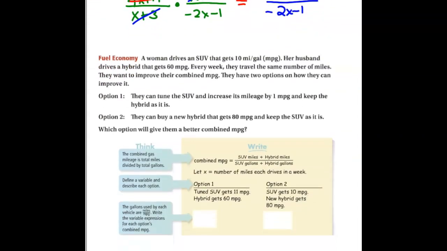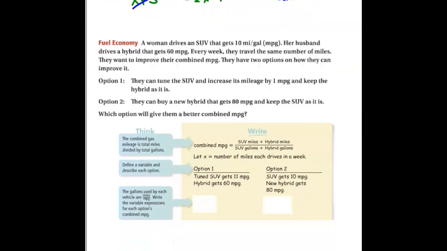Okay, let's look at one more example here. This one is talking about fuel economy. It says a woman drives an SUV that gets 10 miles per gallon. Our abbreviation for that is going to be MPG. Her husband drives a hybrid that gets 60 miles per gallon. Every week they travel the same number of miles. And that's kind of key here to what we're going to be doing, so I'm going to underline that. They want to improve their combined miles per gallon. They have 2 options on how they can improve it.